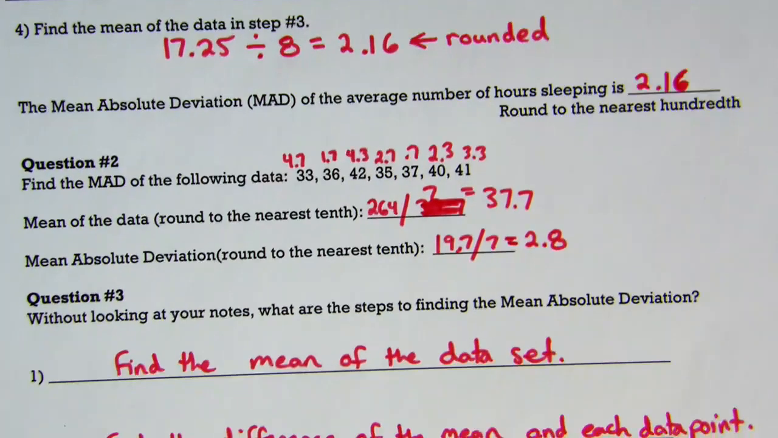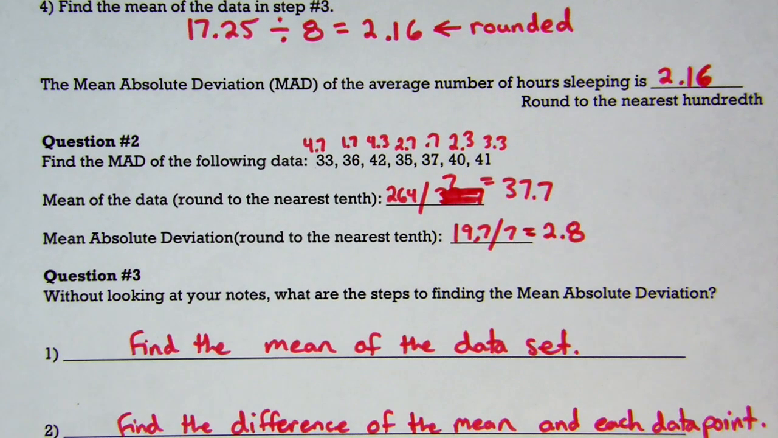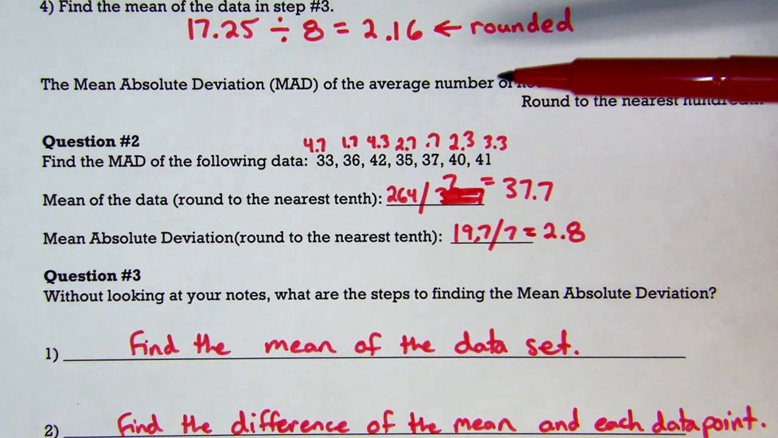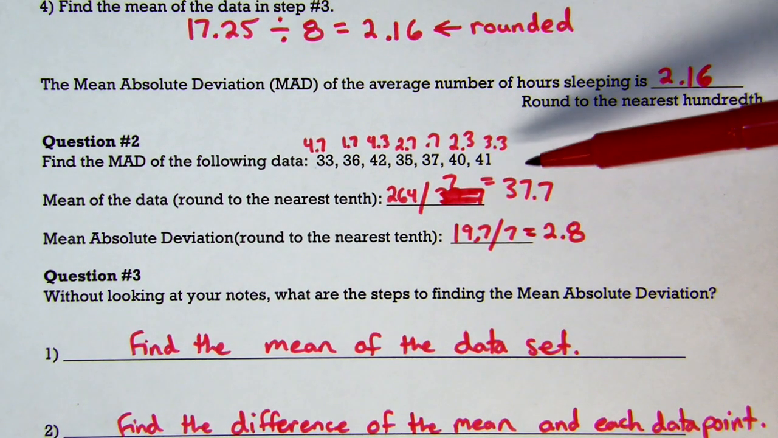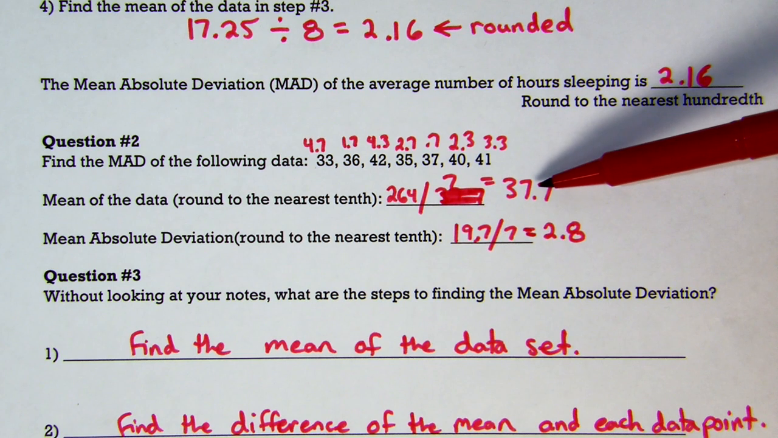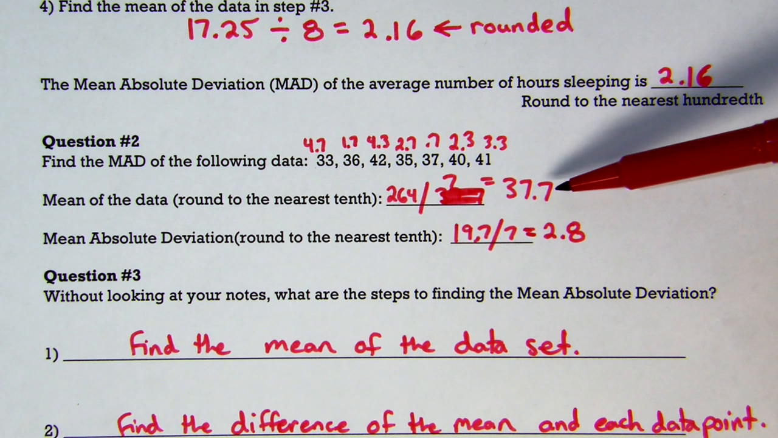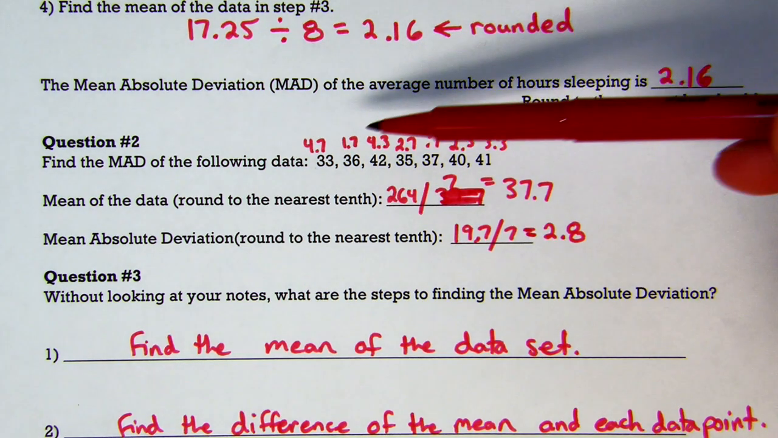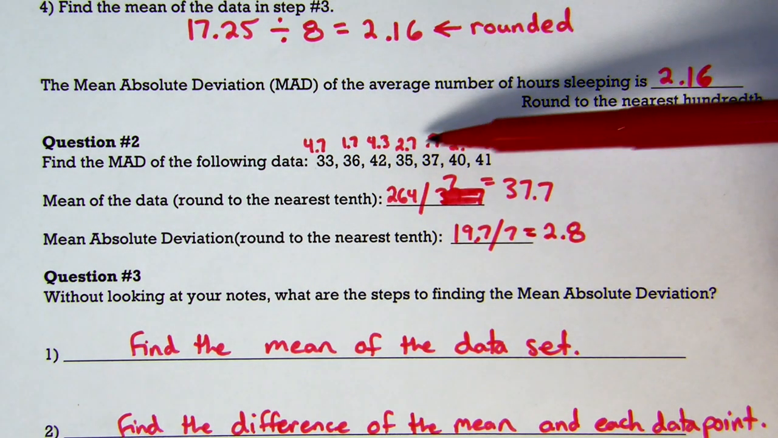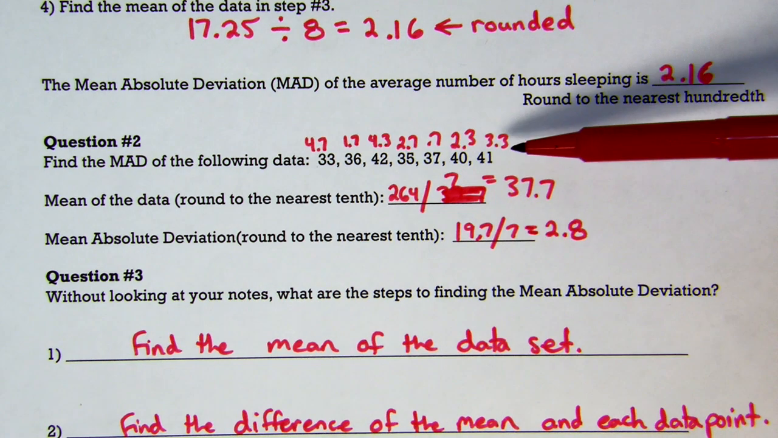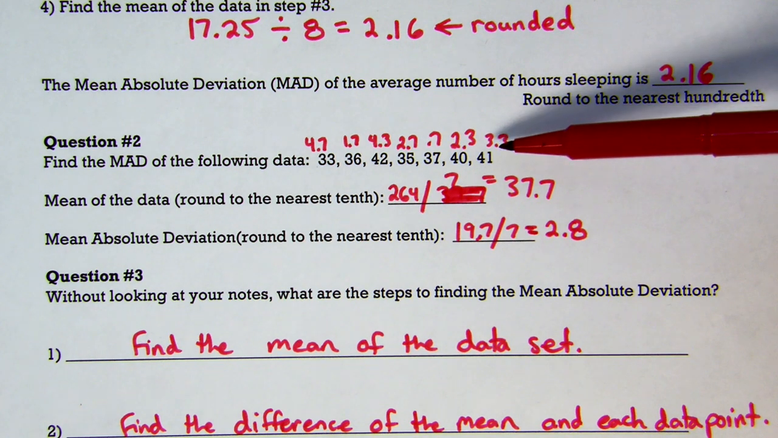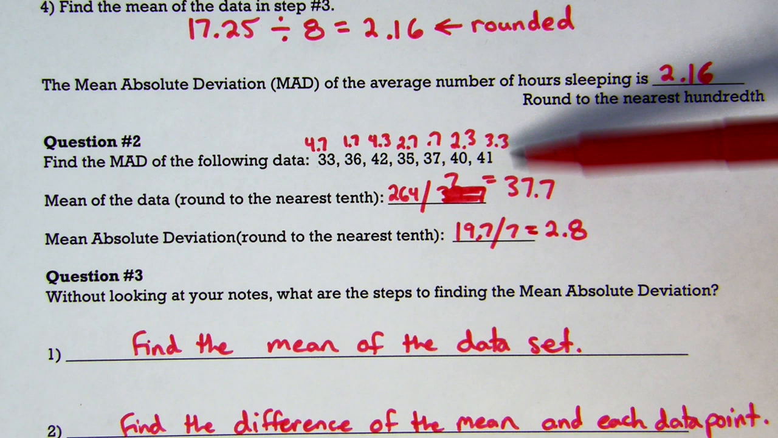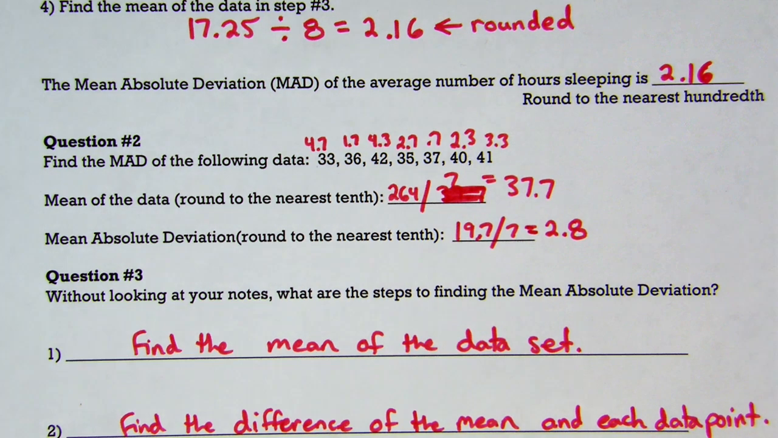Number 2, we had to take the average of all these, and so the mean of it was 37.7. I did to the nearest 10, and then I went ahead and subtracted my mean from my data points, and you can see up there I got 4.7, 1.7, 4.3, 2.7, 0.7, 2.3, and 3.3. I went ahead and found the absolute value of all of them already. Then I got the average of 2.8 as my MAD.